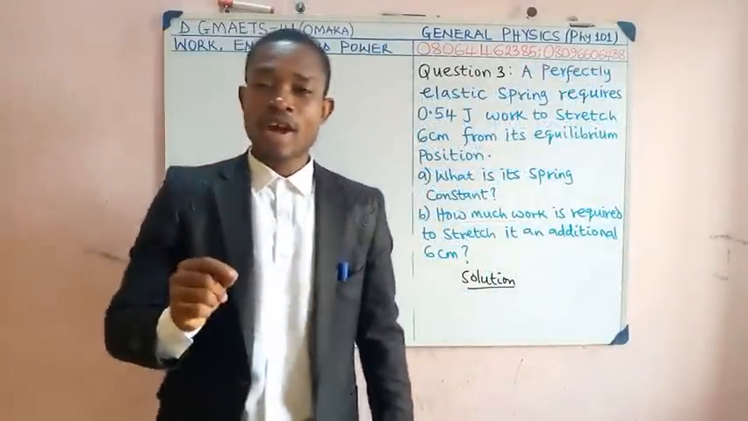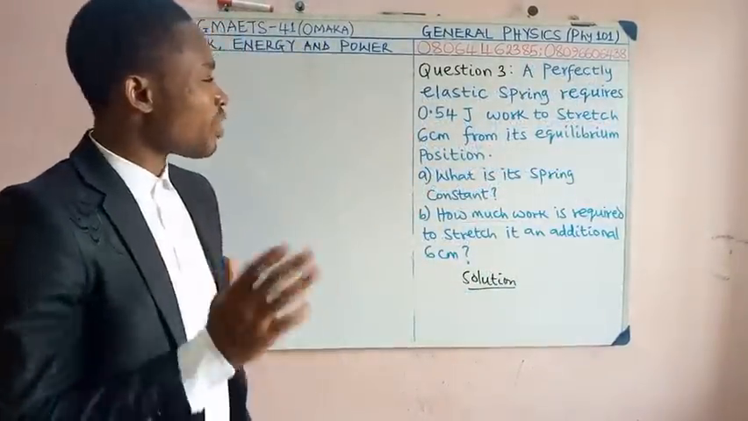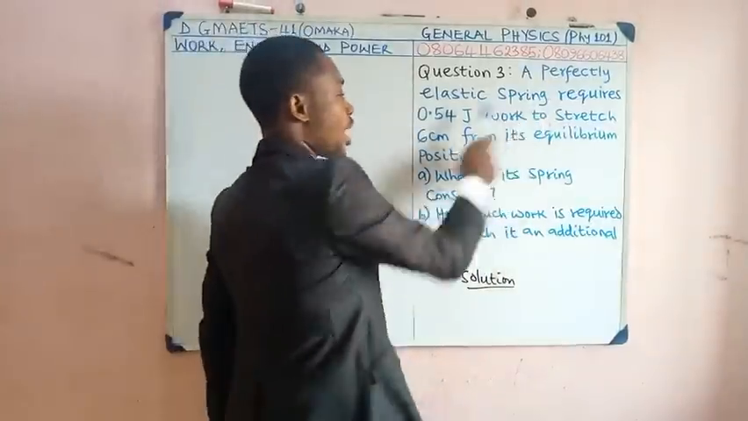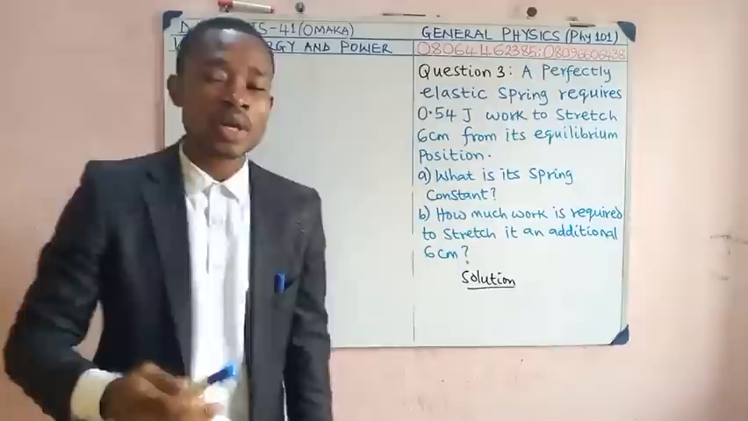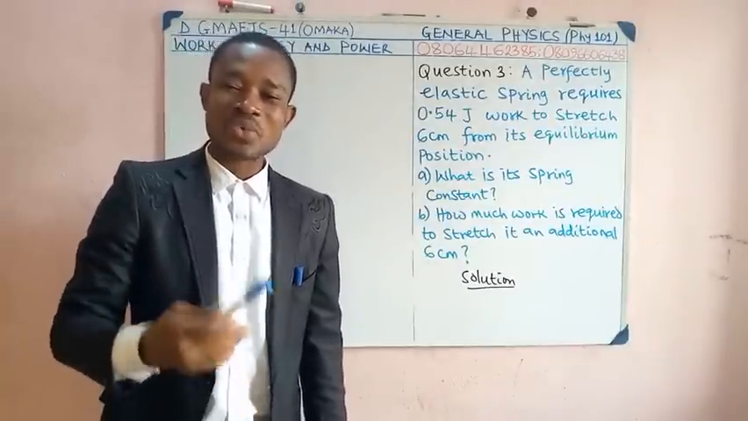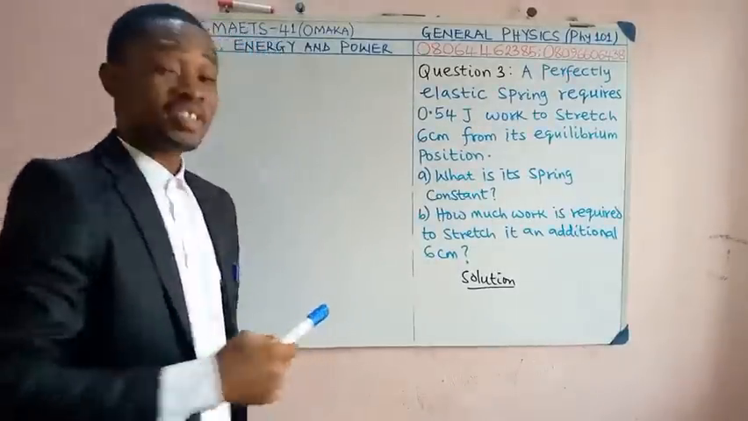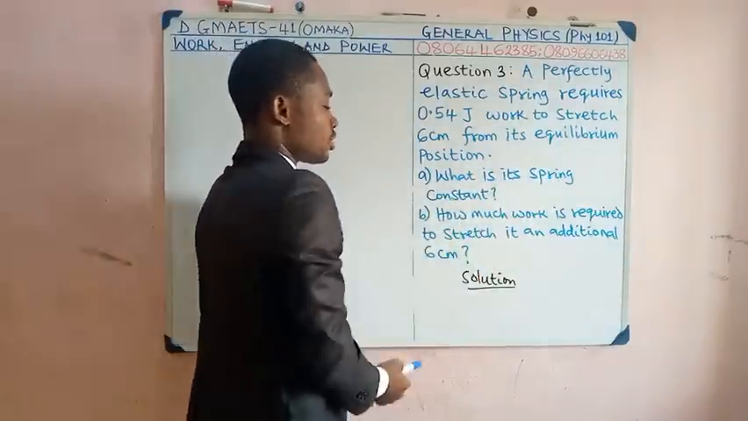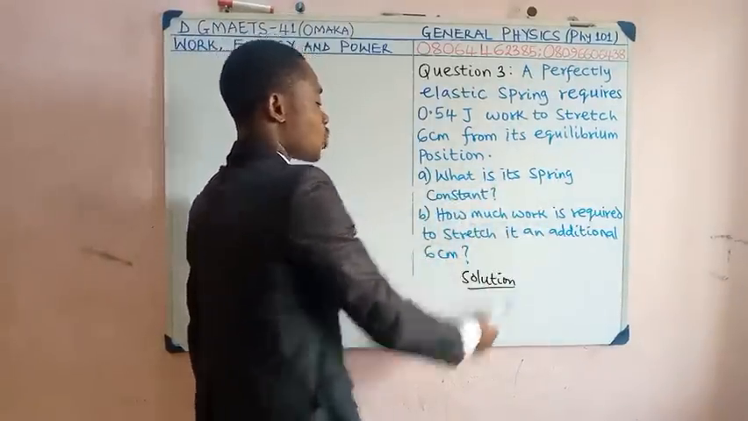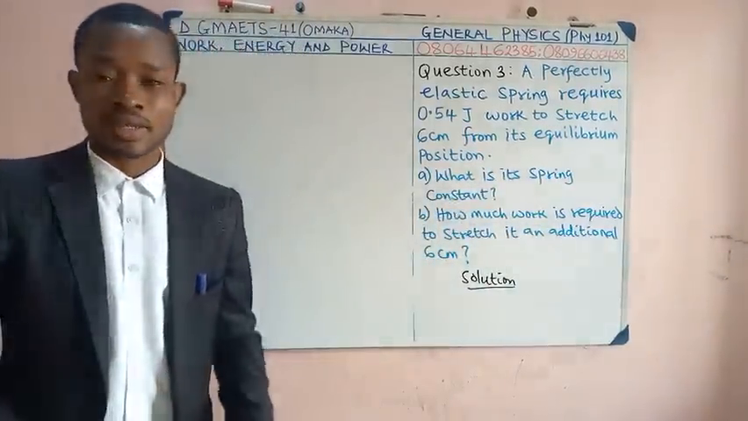In this video we have another question. It's about a perfectly elastic spring which requires 0.54 joule of work to stretch 6 centimeters from its equilibrium position, that's its rest position, its natural length. A: What is its spring constant? B: How much work is required to stretch it an additional 6 centimeters?